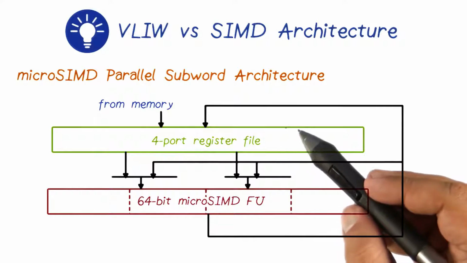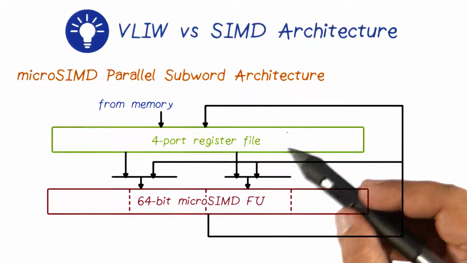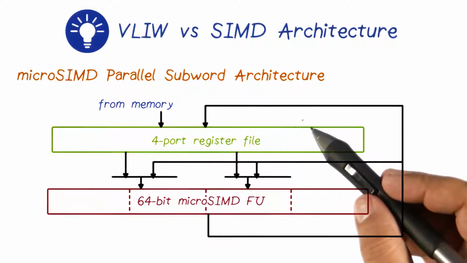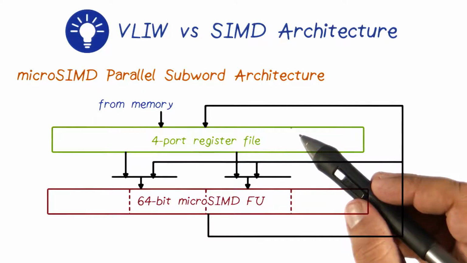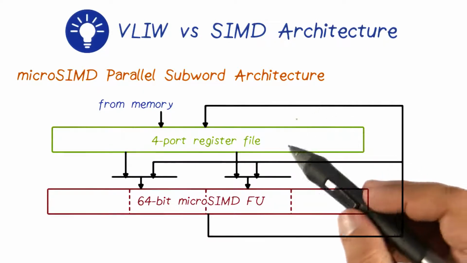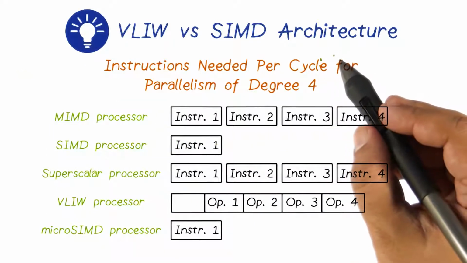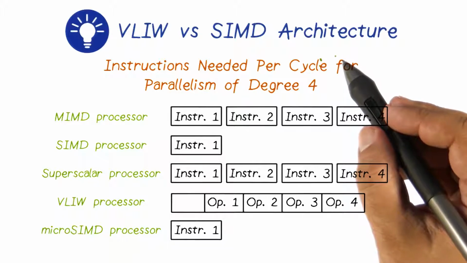Now, this type of parallelism can speed up processing, as you can see here, and also reduce the data segment requirement, because now you have fitted all that data without wasting any bits into a 64-bit long word, as against taking 4 64-bit long words if we had not put those together. Let us clearly understand these differences now for different types of processors: MIMD processors, SIMD, superscalars, VLIW, and micro SIMD.